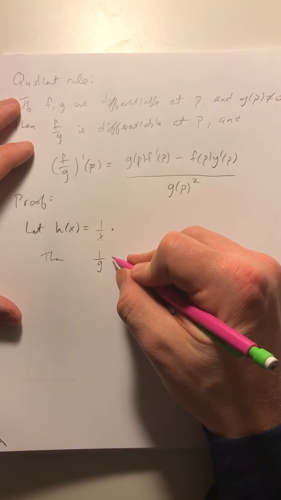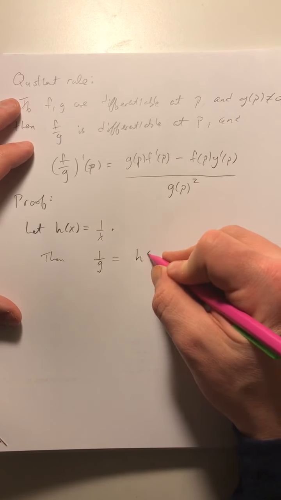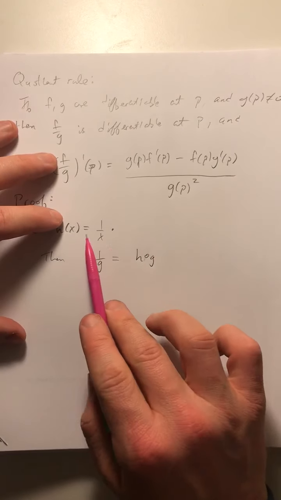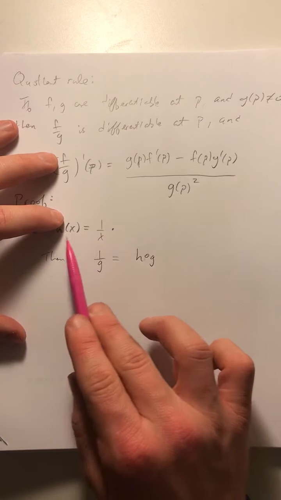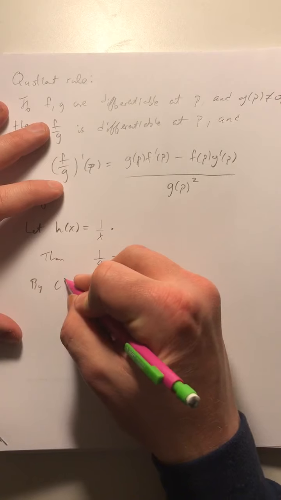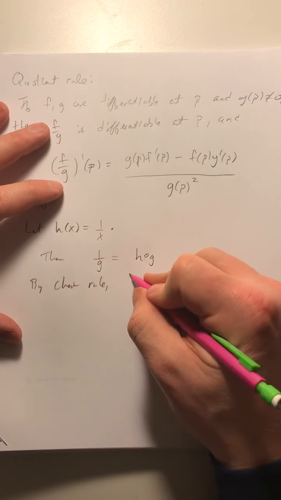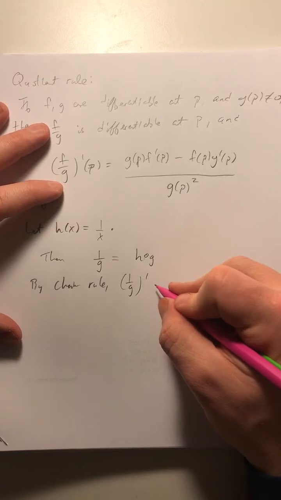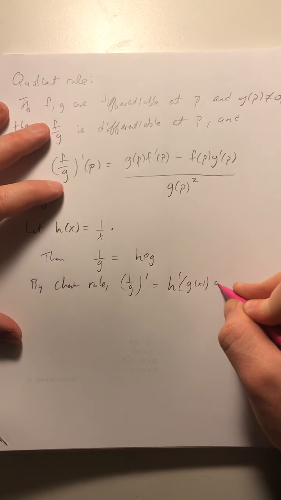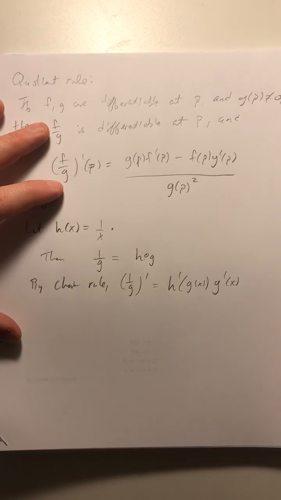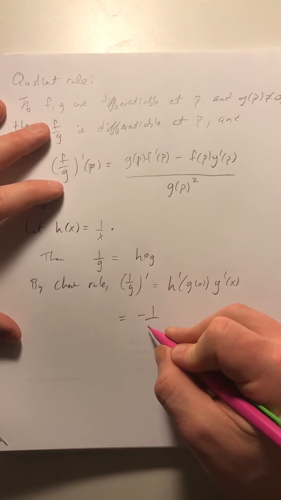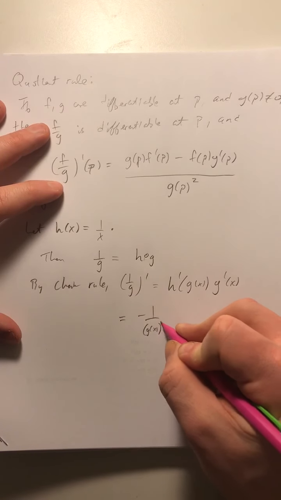Right? So, 1 over g equals, this way, the composition. Okay? So if I take g and plug it into h, h is the reciprocal function. If I take g and plug it into h, I get the reciprocal of g. Okay? So by chain rule, if I do the derivative of 1 over g, I get h prime of g of x times g prime of x. H prime is negative 1 over x squared, if I plug g of x into that.